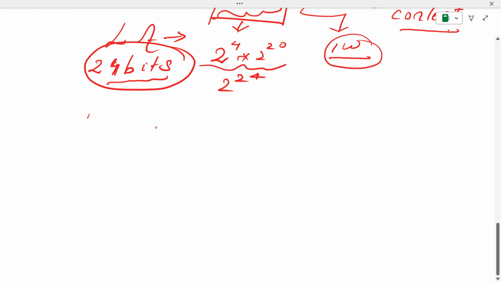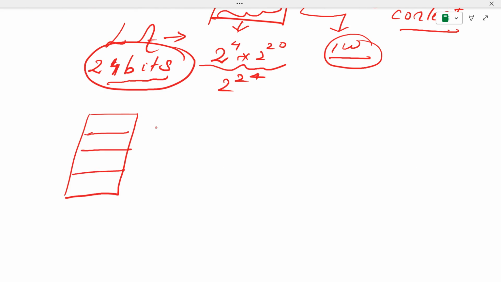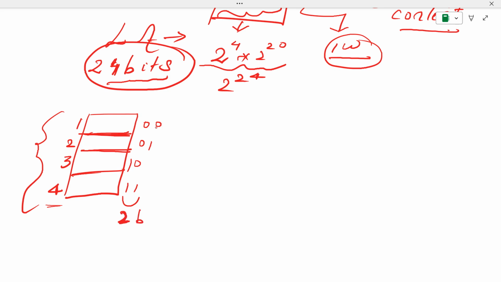Like if we have, let's say, 4 rows, and we want to know how many bits are used to represent each row. If we represent in the decimal number system, we represent like this: 1 2 3 4. But if we want to represent in binary, we have to represent like this. Okay. So 2 bits are required to represent these 4 rows. So where did this 2 bits come from? It came from 2 raised to the power 2. So we are taking this power. Okay.